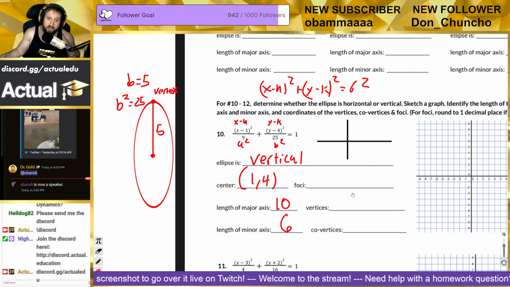All right, where is the vertex, like this point, for instance? That's what they're asking. So we know where the center is, right? The center is at 1, 4. Where is this point going to be then?